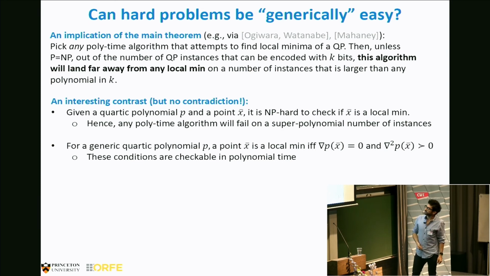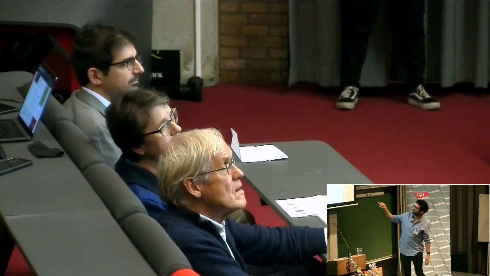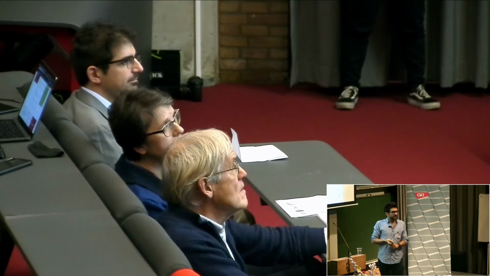This I had on the first slide. Hence, by the same claim that I told you, any polytime algorithm would fail on a super polynomial number of instances. Yet, for a generic quartic polynomial, so if you generate p randomly, a point is a local min if and only if the gradient vanishes and the Hessian is positive definite. And this can be checked in polytime, right? Because you have n leading principal minors, right? So where is the catch?